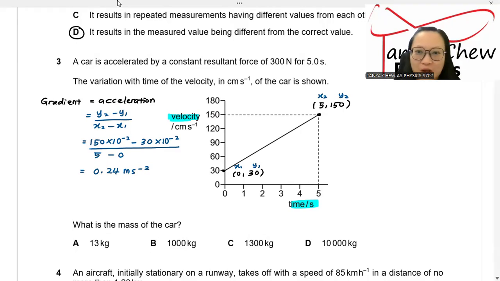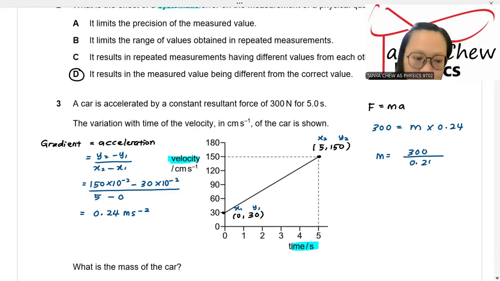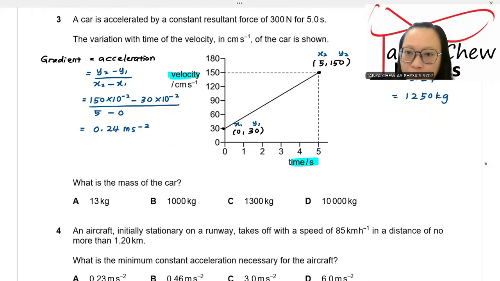Now, since we got the answer, all we need to do is just to sub in. Force is being given as 300 Newton. Mass, I don't know, but acceleration is 0.24. That is why my mass is equal to 300 divided by 0.24, which is equal to 1,250 kilogram. But I do not have the answer here. Therefore, I round it off to 1,300 kilogram. The answer is C.